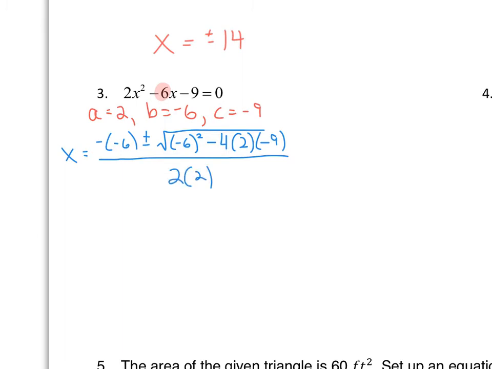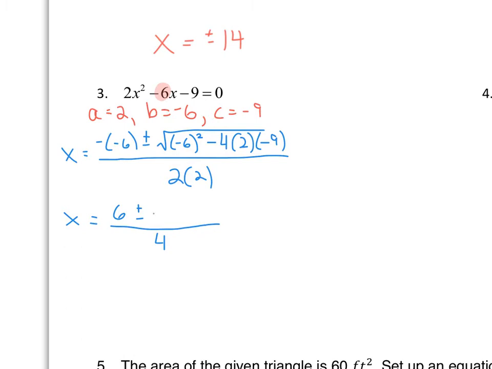This next step is really for simplification purposes only. Simplify the negative b if you can. In this case I can. Negative 6 turns out to be positive 6. Then I do the plus or minus. I'll draw my division bar there because 2 times 2 I can simplify. That's 4. That other thing is called the discriminant.